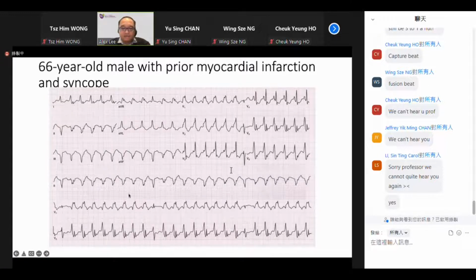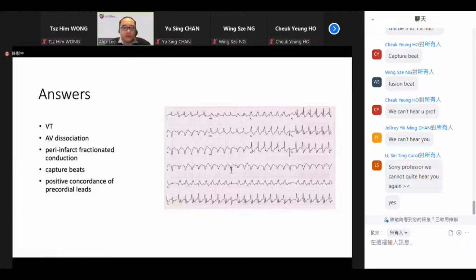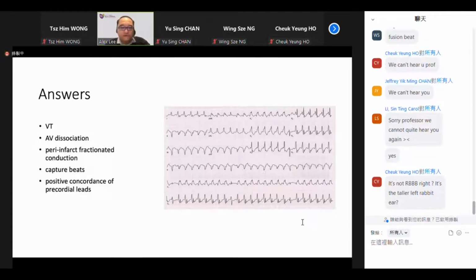Okay. So if there's any question, just let me know. Just ask. If not, this is the answer. This is VT, AV dissociation. Peri-infarction, fractionated conduction means that some of the QRS complex looks very bizarre with a lot of fractionation. It's like being broken down into several pieces. So this sometimes can be seen in a patient with a large myocardial infarction.